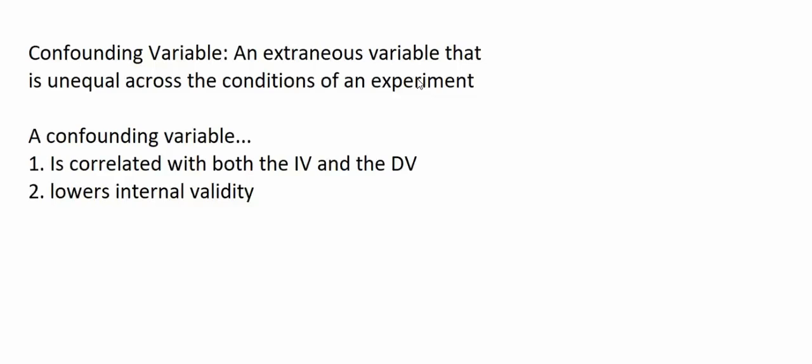And a confounding variable is correlated with both the independent variable and the dependent variable, which is something I'll explain more once we get to some examples. And a confounding variable lowers the internal validity of an experiment. So a confounding variable prevents the researcher from confidently reaching a cause and effect conclusion at the end of an experiment, which isn't good, right? A researcher wants to be able to confidently reach a cause and effect conclusion. So now let's go to some examples of confounding variables.